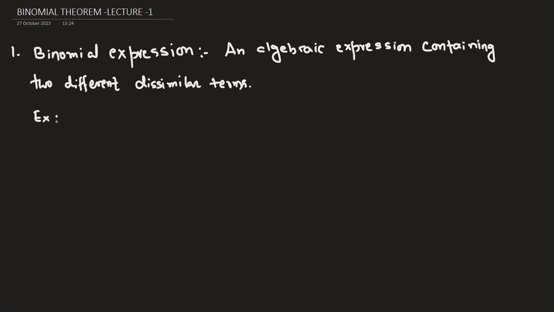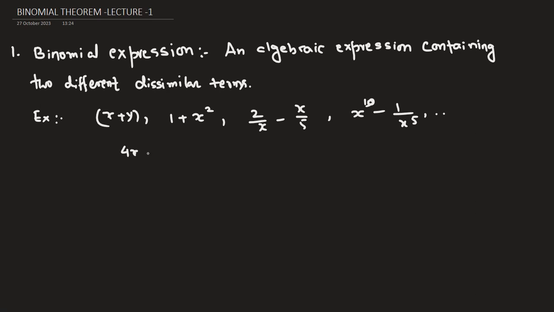We can take examples like this. If you have x plus y, it is a binomial expression. 1 plus x square is a binomial expression. 2 by x minus x by 5, binomial expression. You can also take x power 10 minus 1 by x power 5. There are two terms only. So these are all examples of binomial expressions. But if you take 4x plus 2x, you can't say it is a binomial expression, because it is 6x, which is monomial.